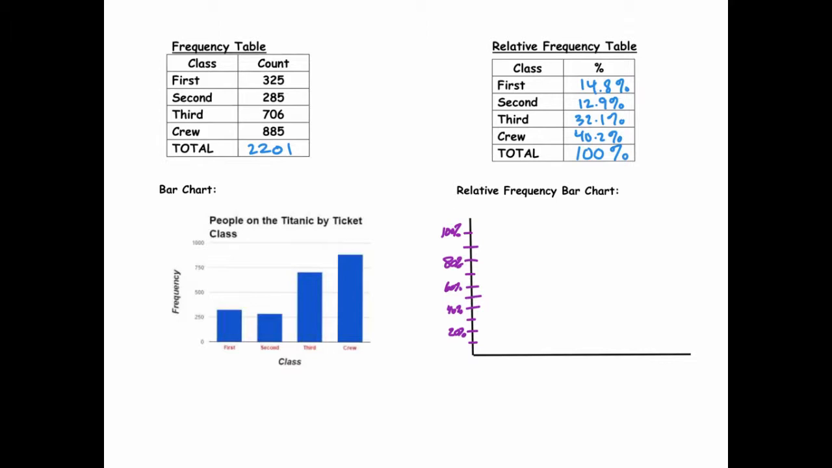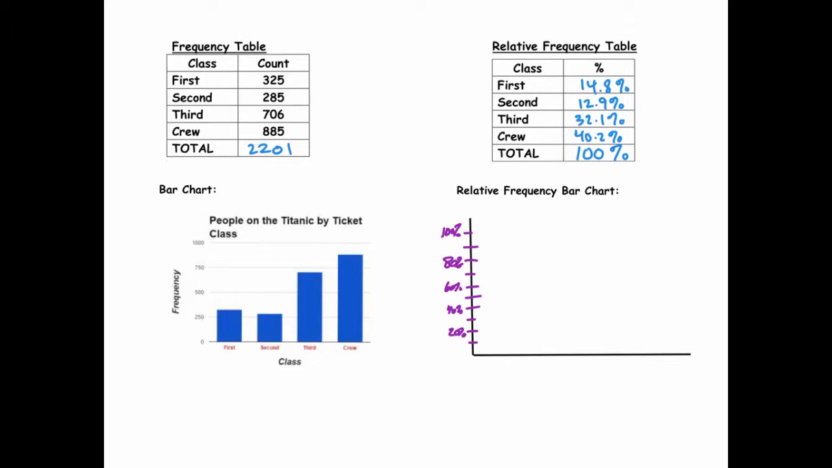So we've made the first type of visual from the frequency table, and this is a bar chart. You'll notice it has a title, People on the Titanic by Ticket Class, and the vertical column is labeled frequency, where you just have the number of people, and my scale is going up by 250. And then the categorical variable class is on the x-axis. So we've got our first, second, third, and crew. And we've basically just represented the bars as they correspond to the numbers that are in each class.